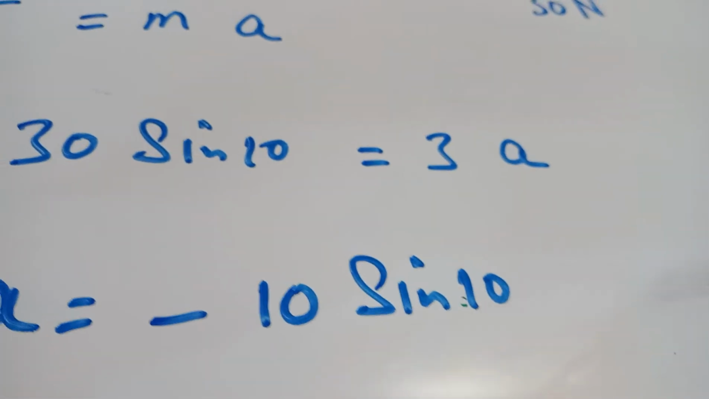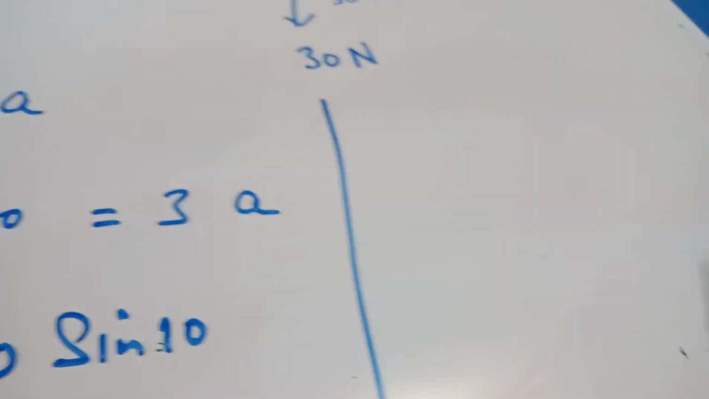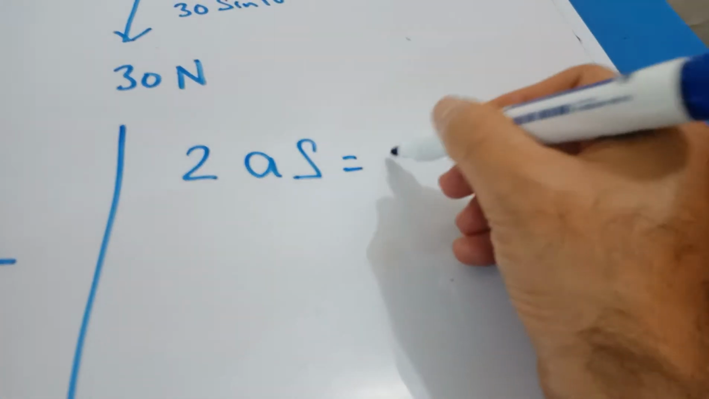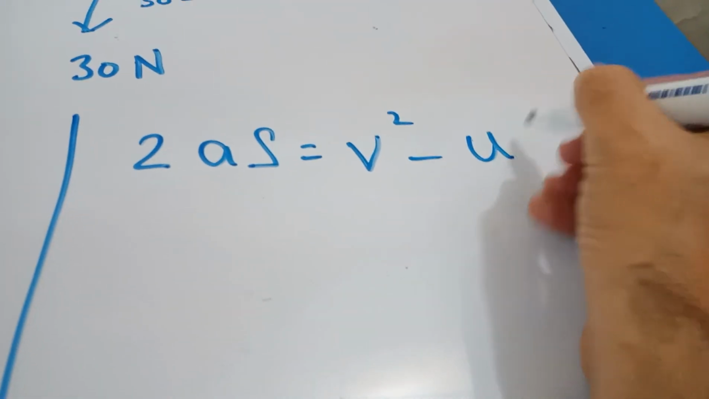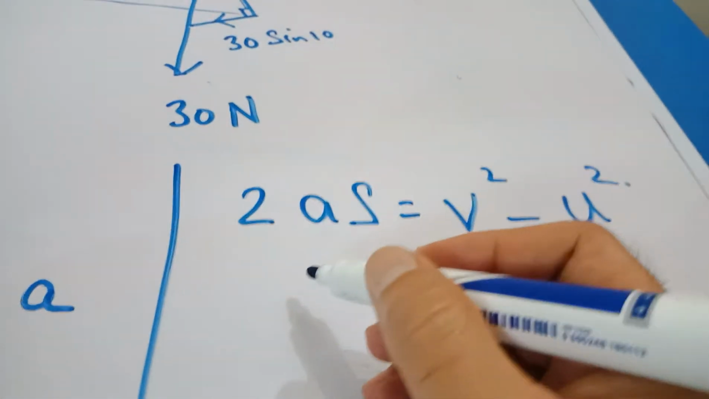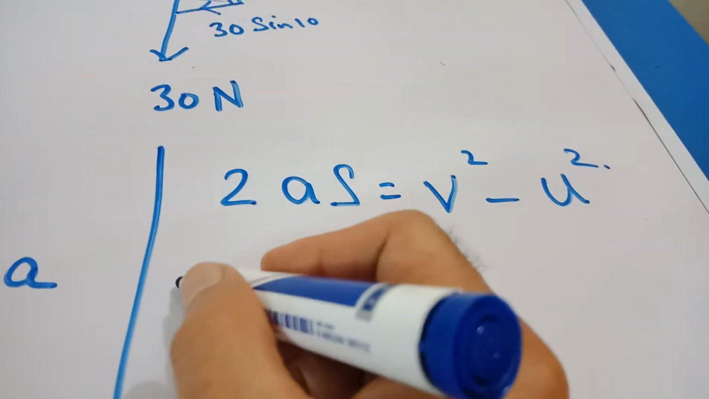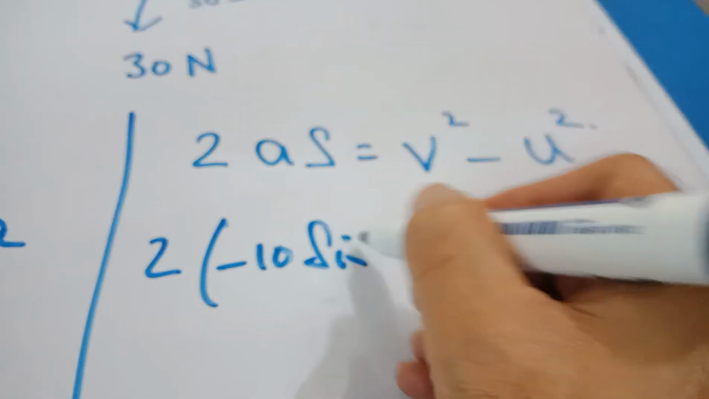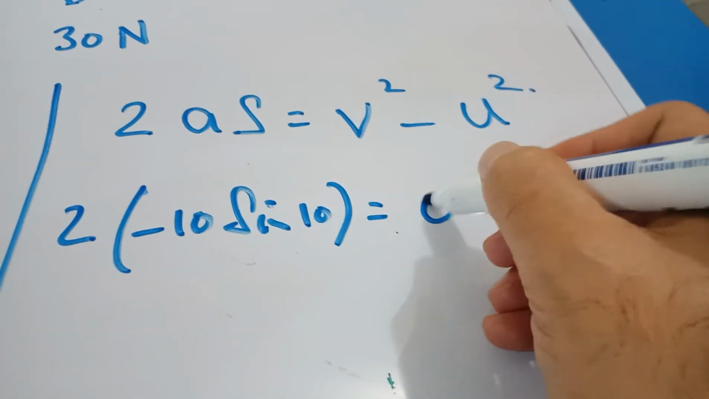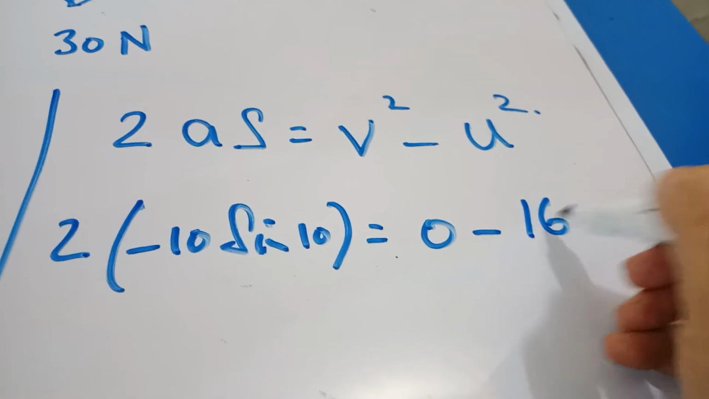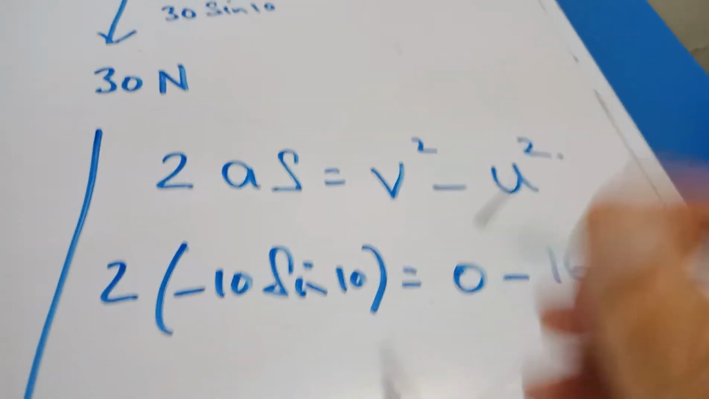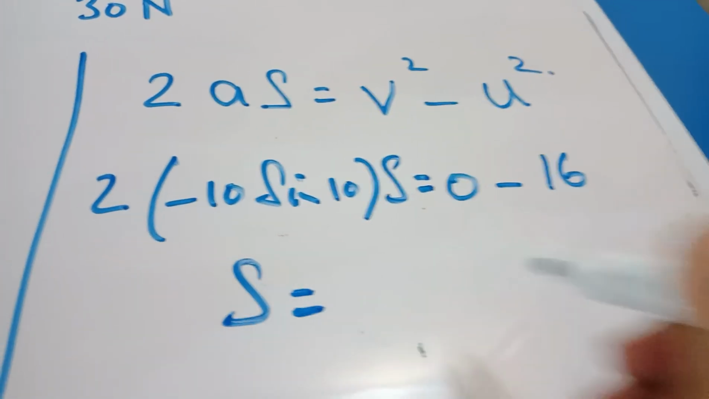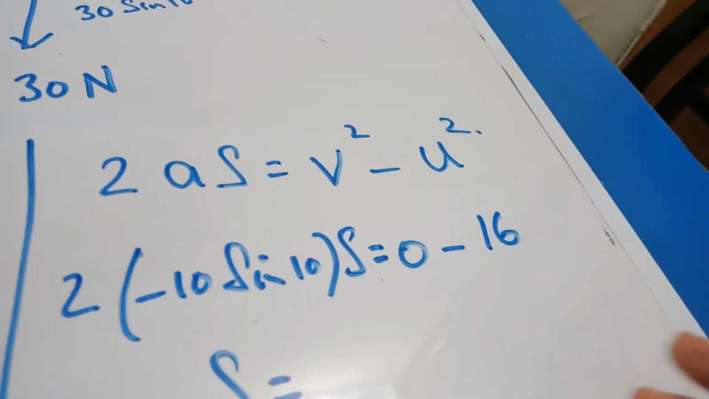I'll be using this in the kinematics equation 2as equals v squared minus u squared. So this is going to be 2 times minus 10 sine 10 times s. Oh, I forgot to write s over here. The final speed is 0, the initial speed was 4, and its square is 16. So this will give you the required distance AB if you use the calculator.